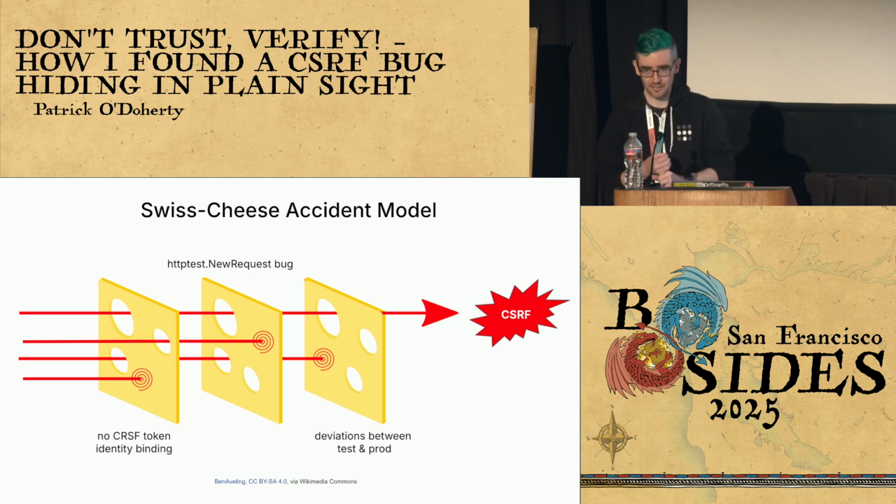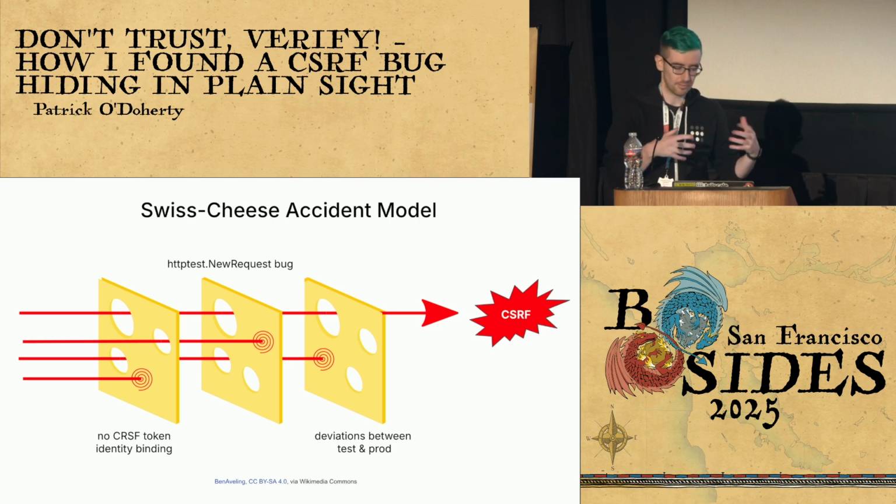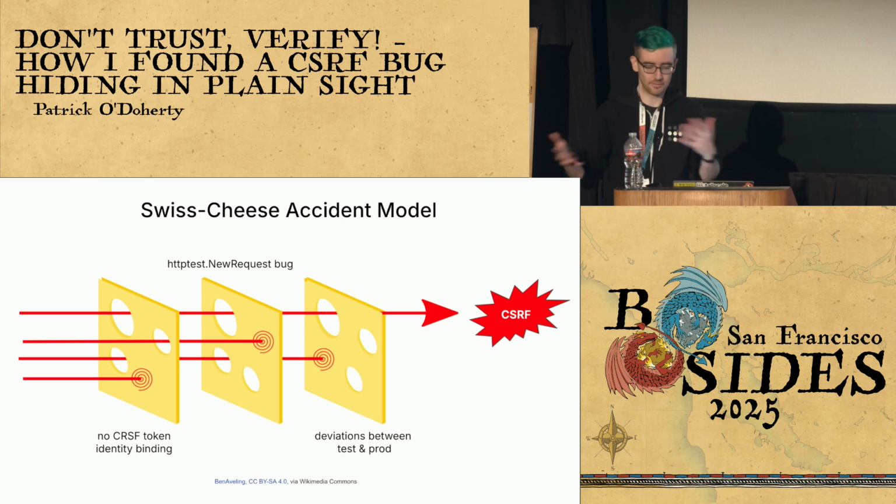We have the lack of identity binding on the CSRF tokens as they're issued. We have this subtle behavior in the test suite. And then also the fact that this behavior only exists in production and that a lot of people develop with a plain text HTTP environment, and then they deploy in production, and so they don't see this, they don't try it. And so this lines up to allow for this CSRF vulnerability to exist for as long as a decade.